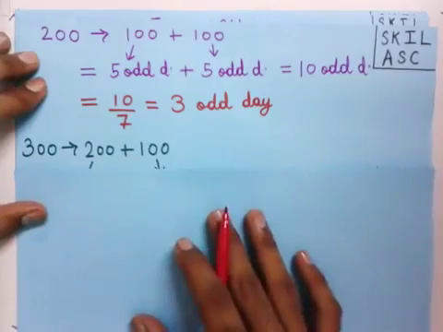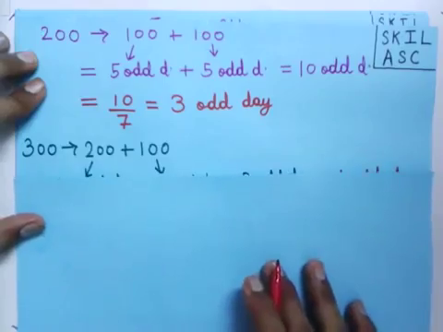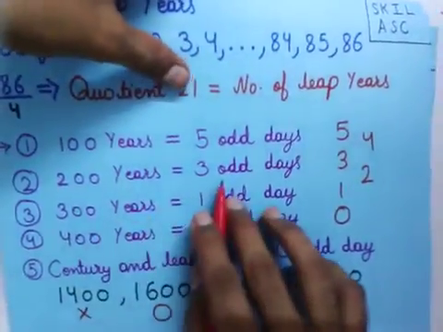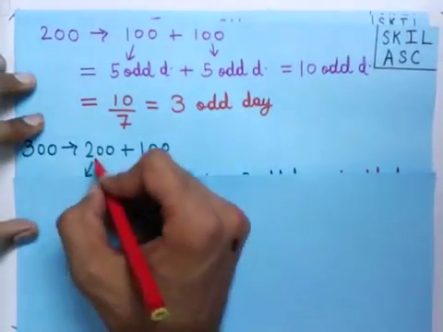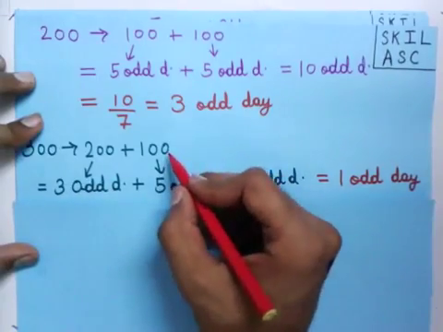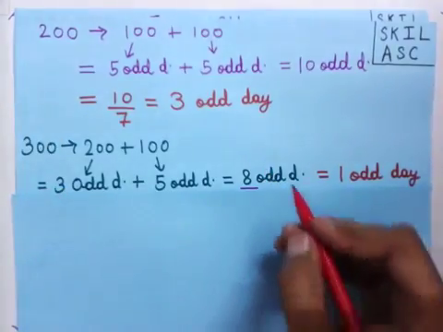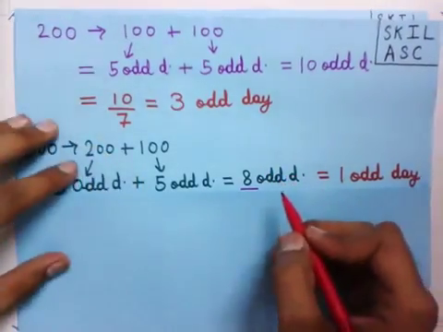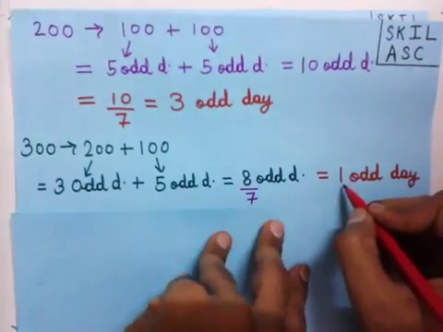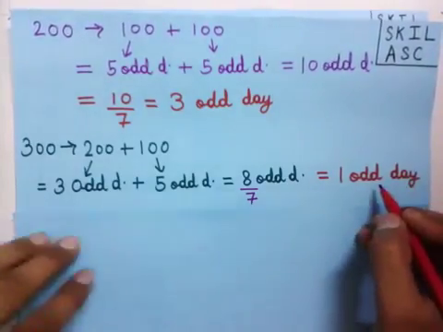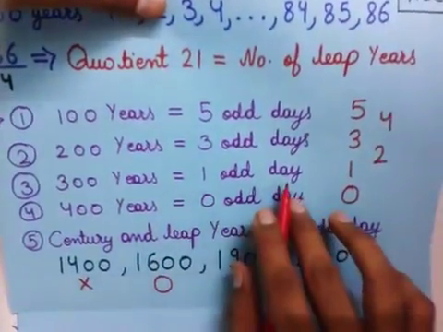Now we come to 300 years. We can write these 300 years as 200 plus 100. Now we know 200 years have 3 odd days and 100 years have 5 odd days. So we write here 200 years have 3 odd days and 100 years have 5 odd days, and in total we have got 8 odd days. We know the number of odd days can only be from 0 to 6 and here we have 8 odd days. So we divide it by 7 and we get remainder 1. So 1 is the number of odd days in 300 years. So we have got that 300 years have 1 odd day.